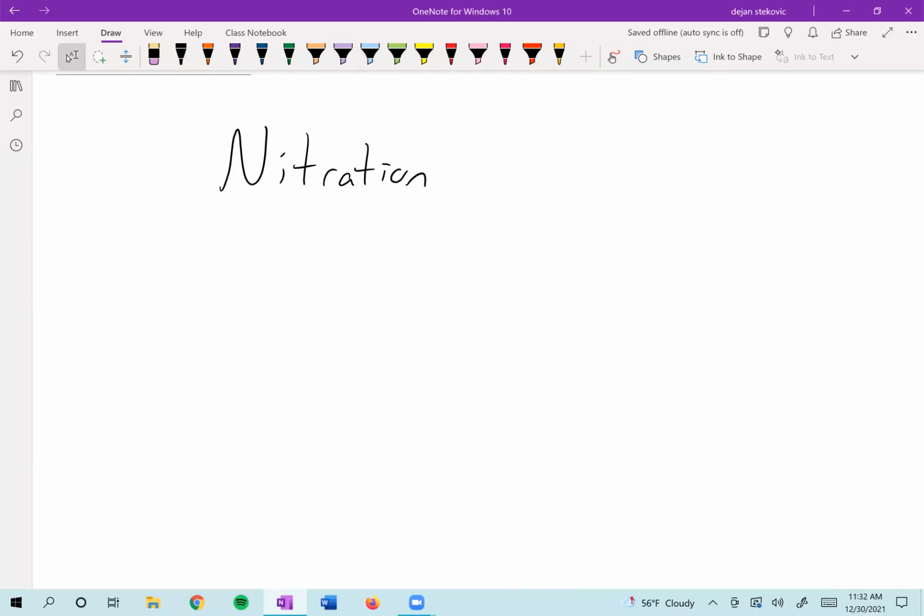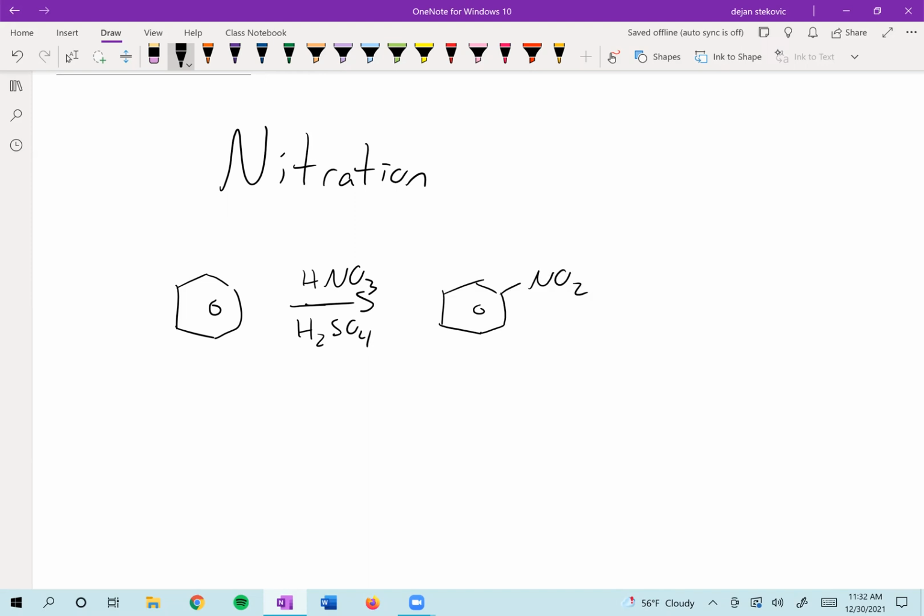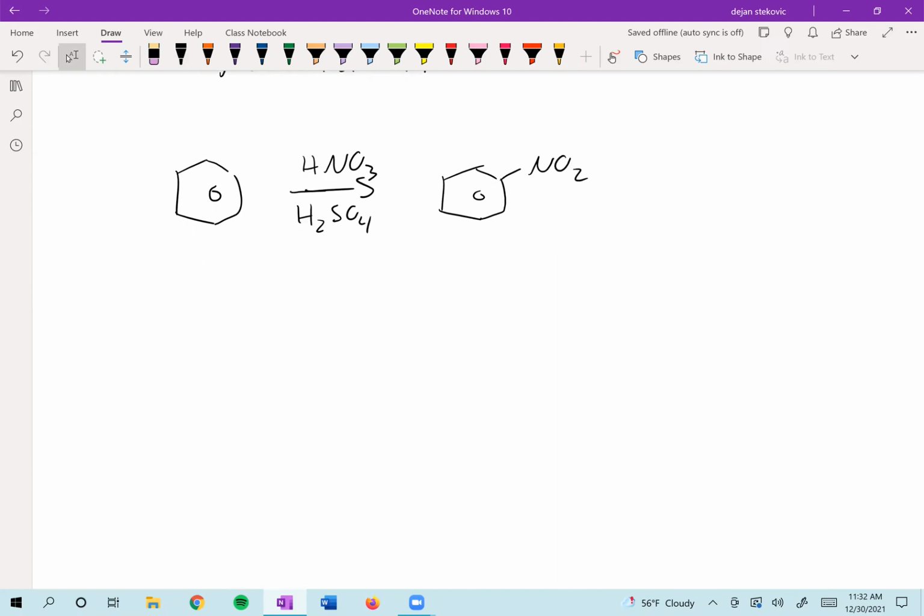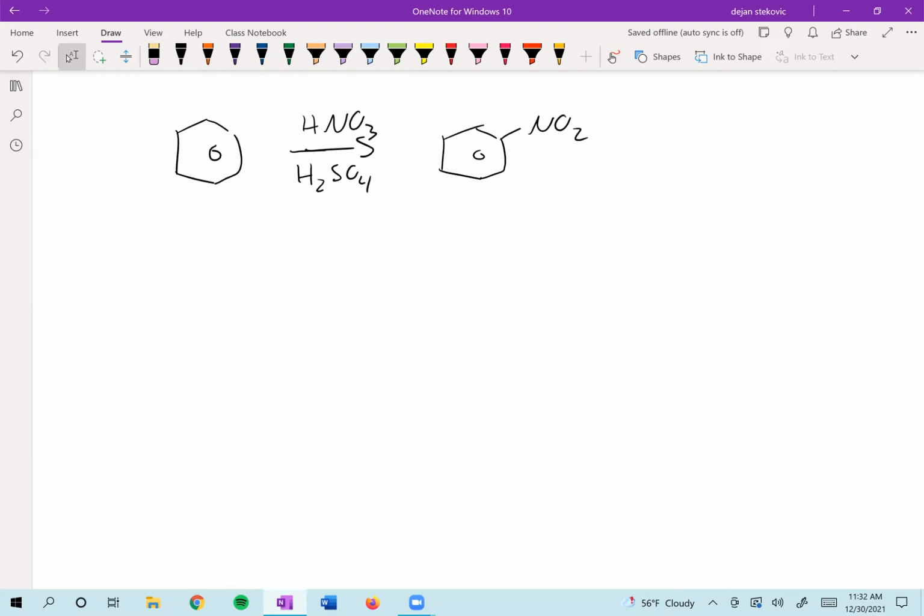All right, next up is a nitration reaction. So what we're going to do here is take our benzene ring and add nitric acid in the presence of sulfuric acid, so two strong acids mixed together. And what we'll add is a nitro group, an NO2. So what we want to add is the NO2, which obviously comes from the nitric acid.